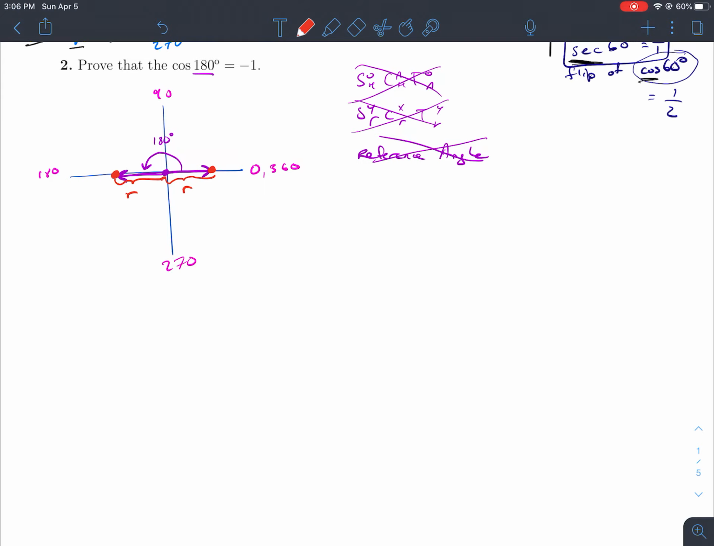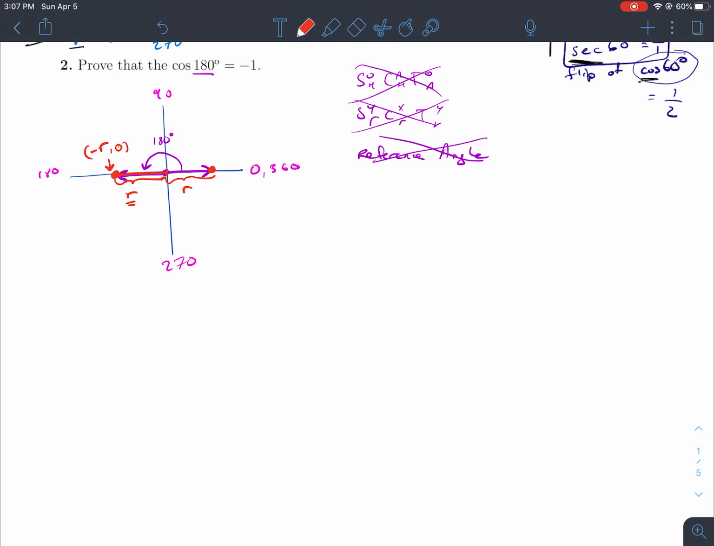Because we're on the x-axis, usually you won't be able to do this, but because we're on the x-axis, you can actually figure out the coordinates of this point in terms of r. Because this point is going left r, we know that the x-coordinate would be negative r, because we're going r in the x direction, but to the negative side. And then the coordinates of this point on the terminal side, it doesn't go up or down at all. And so the y-coordinate must be 0.